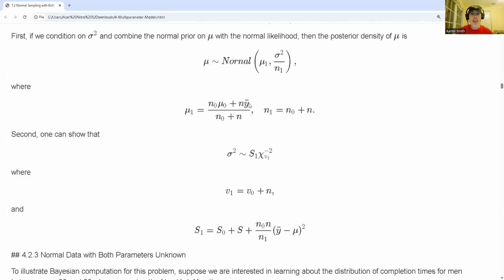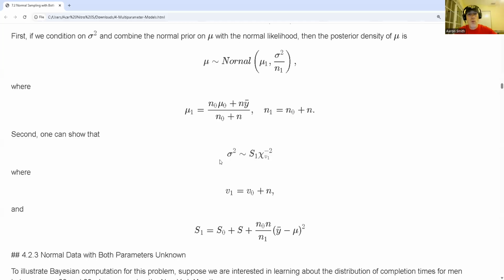Y bar is my data's mean. N naught is like a fictional sample size reflecting my confidence in my prior, and N is the number of observed data. And you'll see that this mu sub 1 is actually a weighted average where the weights correspond to the sample sizes. So N naught is my fictional prior sample size, and N is my actual observed sample size. And N1 is going to be the sum of the two.